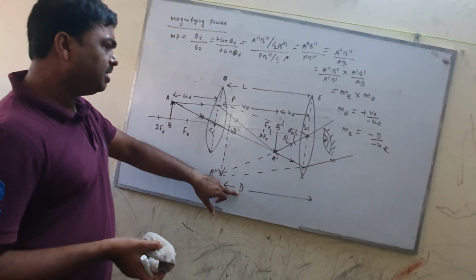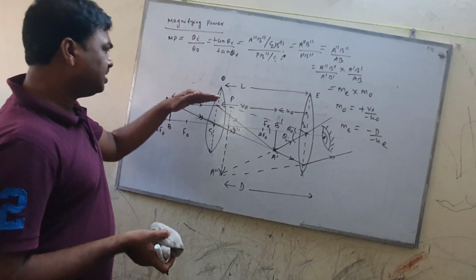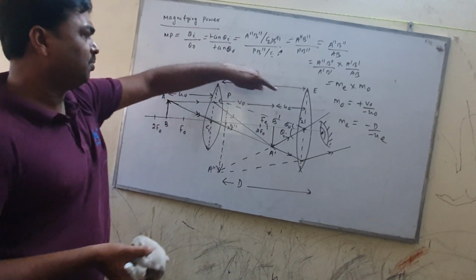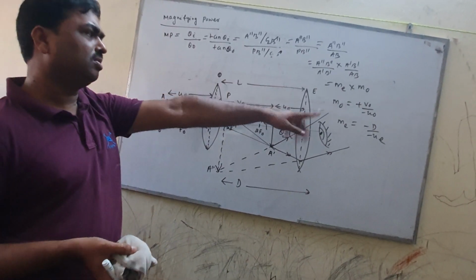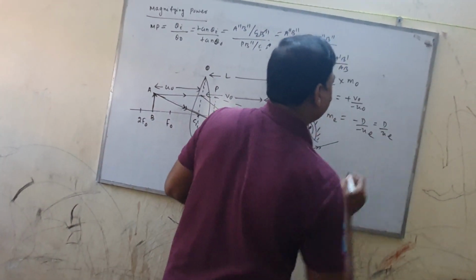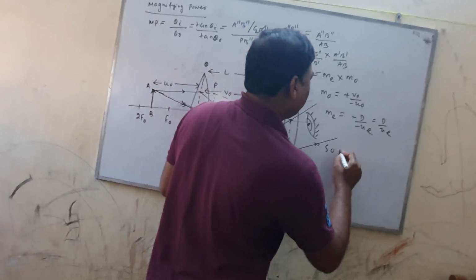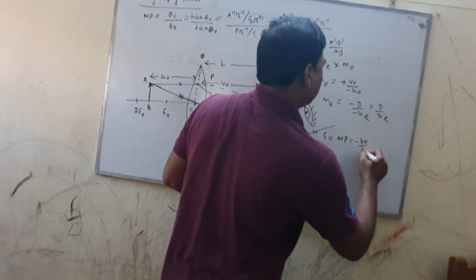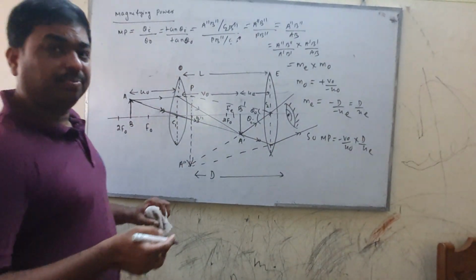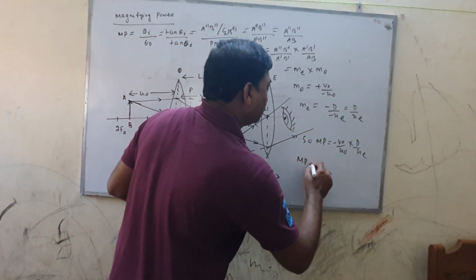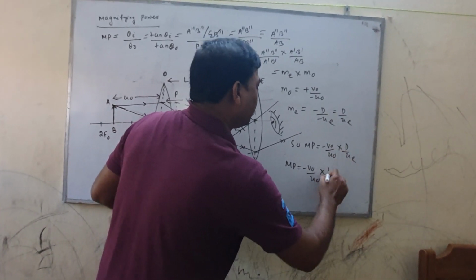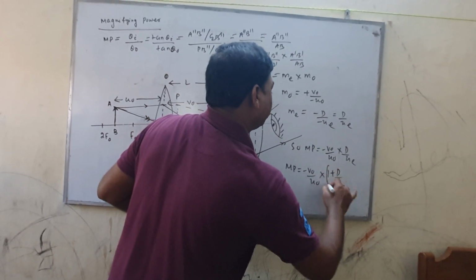And ME is equal to minus D because the initial incident ray is towards the right. Therefore this is minus D. And obviously UV is opposite to the initial incident ray, so it is also minus. So minus D by minus UV gives D by UV. So the magnifying power is minus VO by UO into D by UV. But you know, as for the simple microscope, in place of D by UV you can write 1 plus D by FE.